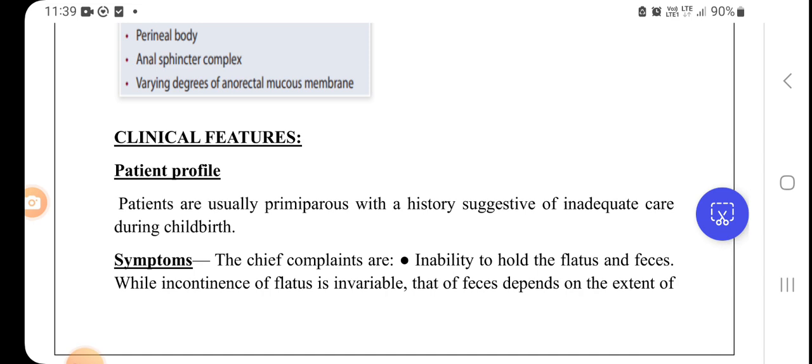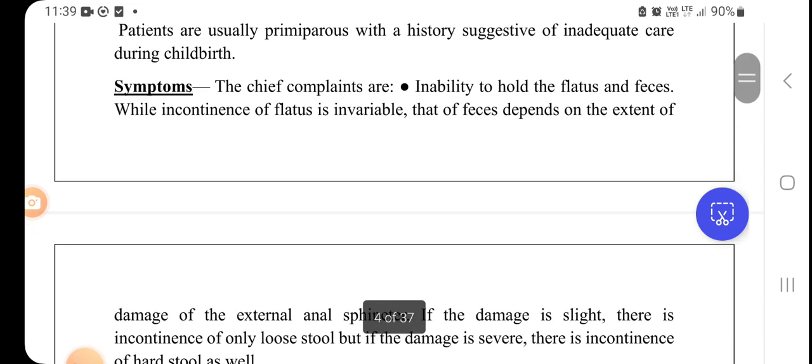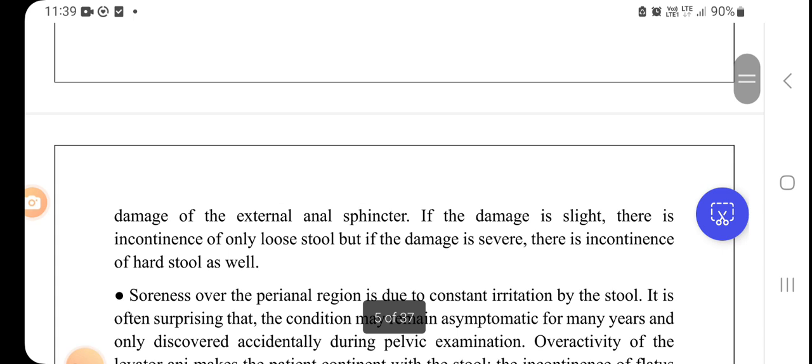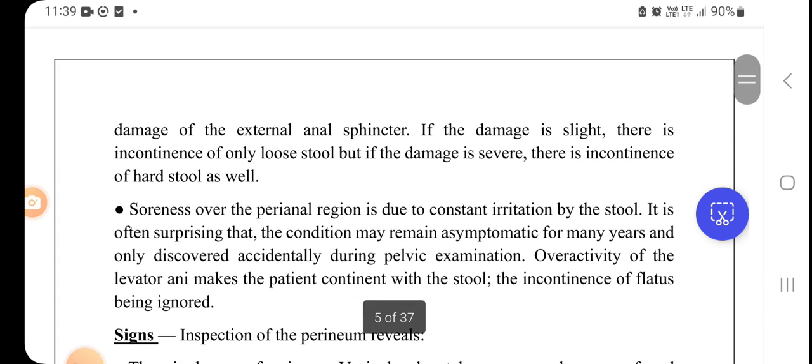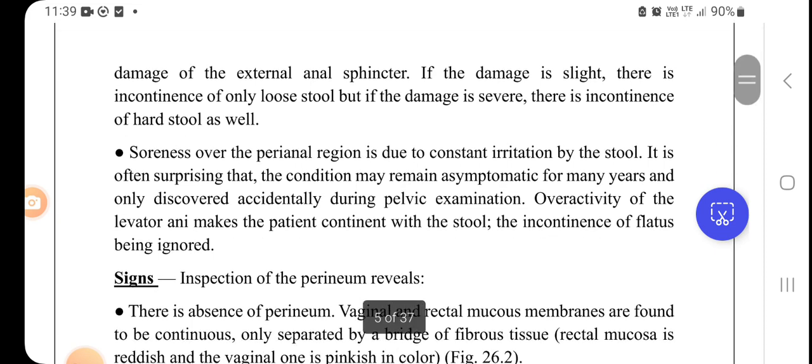While incontinence of flatus is invariable, that of feces depends on the extent of damage of the external anal sphincter. If the damage is slight, there is incontinence of only loose stool, but if the damage is severe, there is incontinence of hard stool as well. Then the second thing is soreness over the perianal region, which is due to constant irritation by the stool.